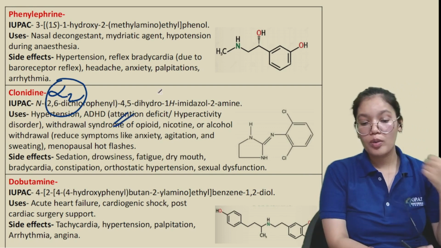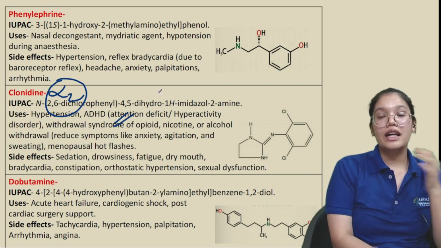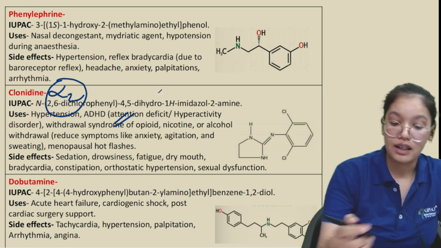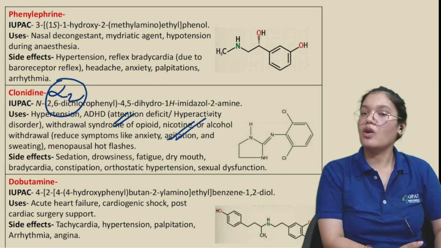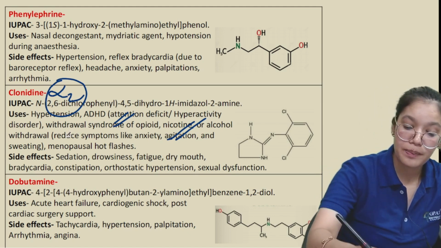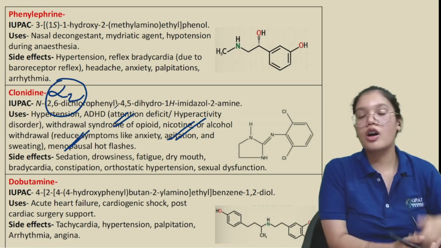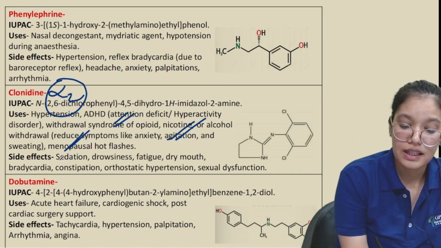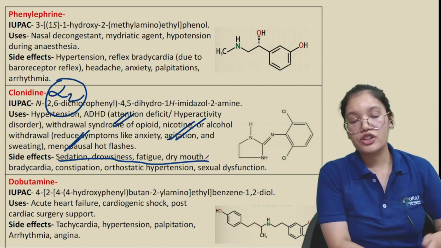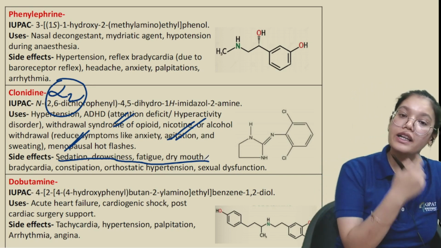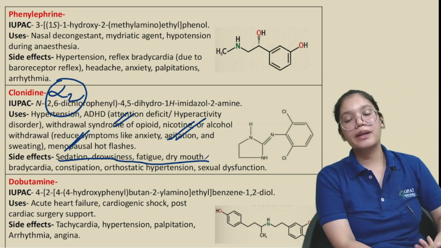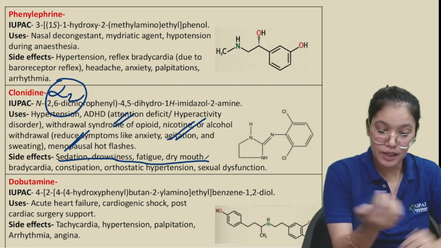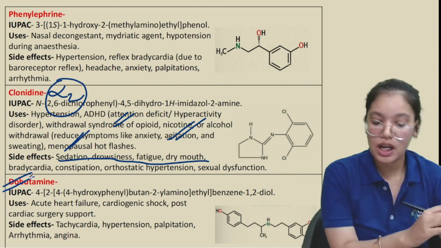withdrawal syndrome for opioid, nicotine, alcohol. It basically helps by reducing symptoms like anxiety, agitation, sweating, all that during withdrawal. Then menopausal hot flashes, for that also clonidine is helpful. Side effects: sedation, drowsiness, fatigue, dry mouth, then bradycardia, constipation, orthostatic hypotension, sexual dysfunction, all those are side effects of clonidine. Next we have dobutamine.